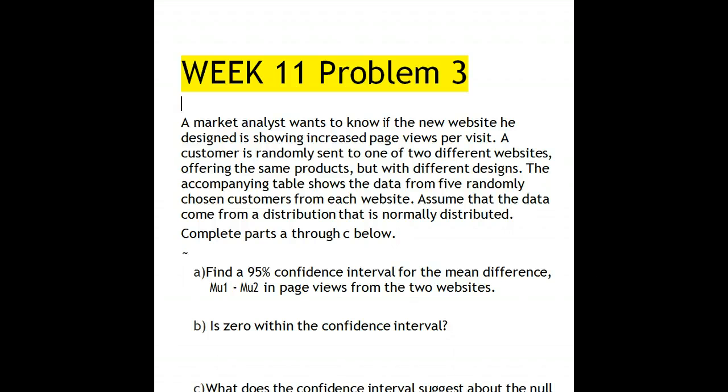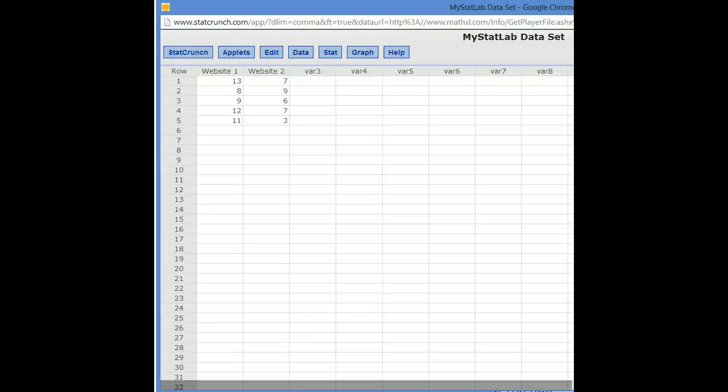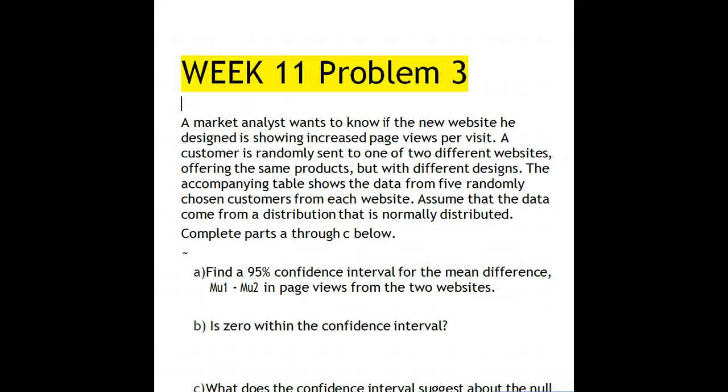The accompanying table shows the data from 5 randomly chosen customers from each website, and I have the table here in my StatCrunch. So we are to assume that the data comes from a distribution that is normally distributed.